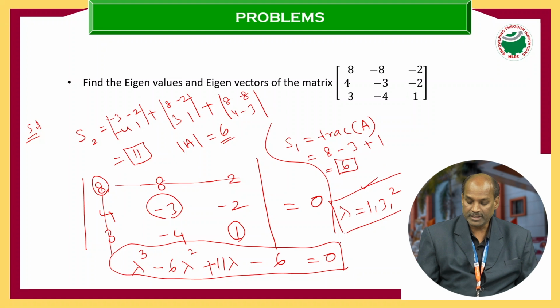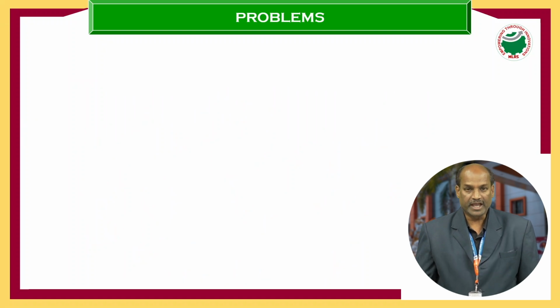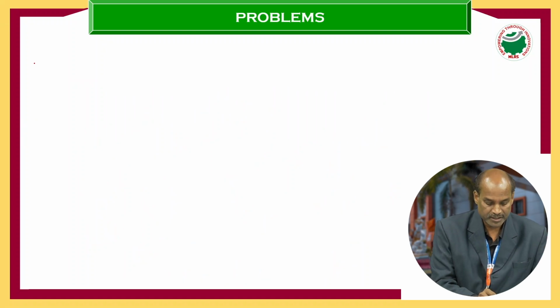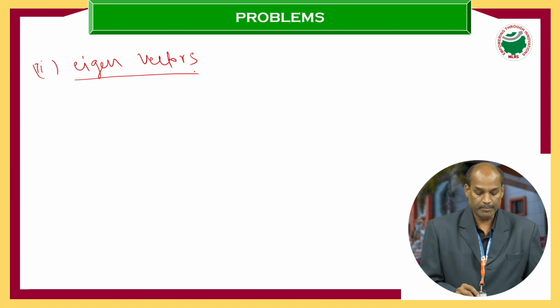Okay. So like this we can determine eigenvalues for any given square matrix. So this is the process. Next, eigenvectors. This is the second part, finding eigenvectors for the given matrix.